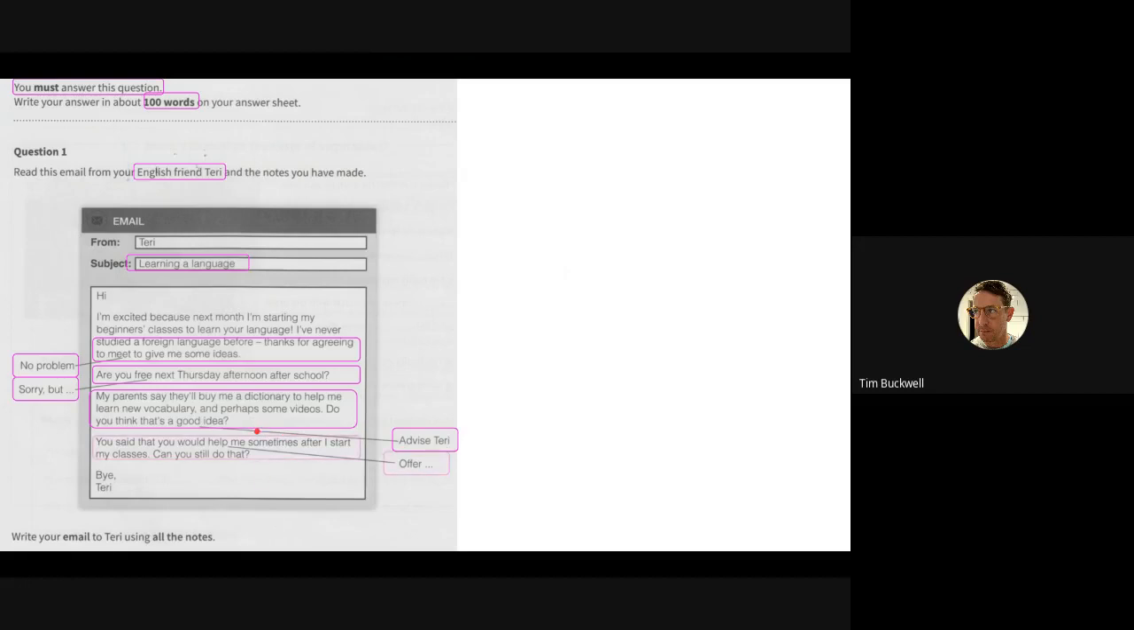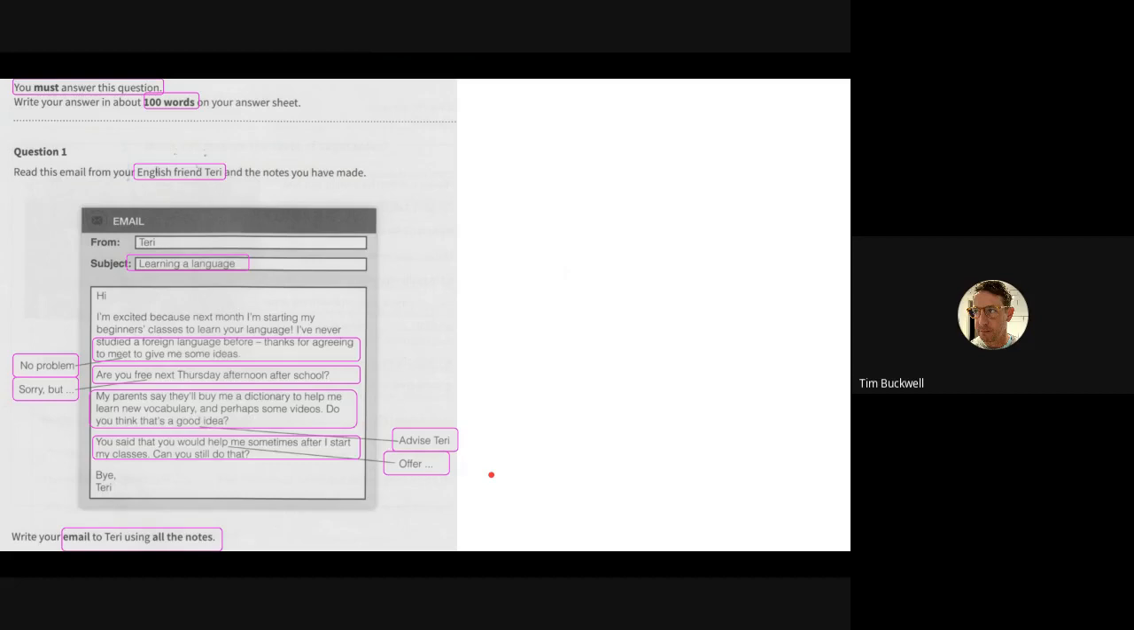And the final point that we have to include is Terry has said that we were going to help him after he starts his classes, and we have to offer to help. So this is another point that we have to include in our email. The final point that we have to highlight is that we are going to write an email, and we are going to include all of the notes. So these are the key parts of the question.